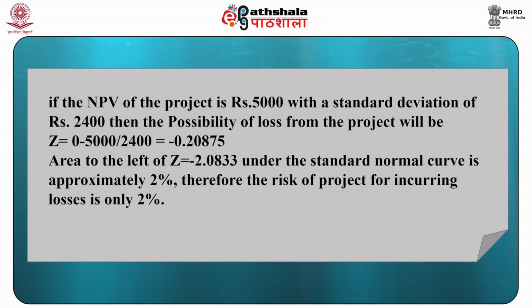For example, if the NPV of the project is rupees 50,000 with a standard deviation of rupees 2400, then the probability of loss from the project will be Z = (0 − 50,000) / 2400, which will be equal to −20.8333. Area to the left of Z = −2.0833 under the standard normal curve is approximately 2%. Therefore, the risk of the project for incurring losses is only 2%.